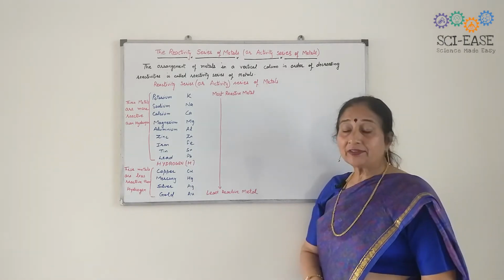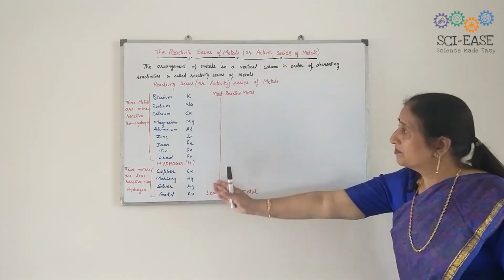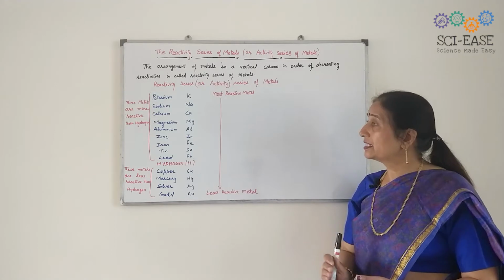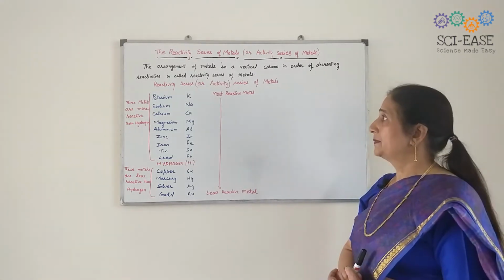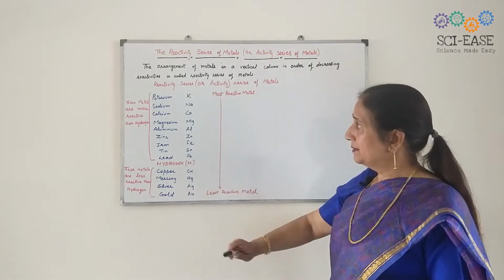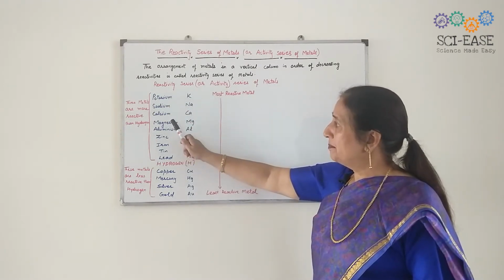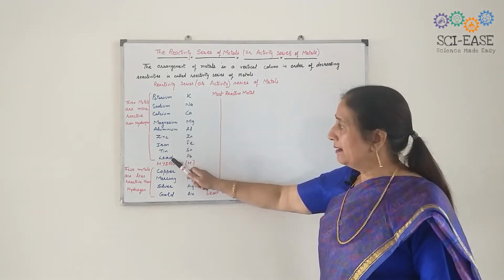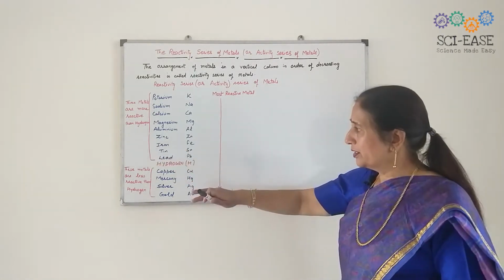So, what is the reactivity series? The arrangement of the metals in a vertical column, in order of decreasing reactivities, is called the reactivity series of metals. Now here is the reactivity series of metals. First is potassium, sodium, calcium, magnesium, aluminium, zinc, iron, tin, lead. And this is hydrogen, I am going to tell you.